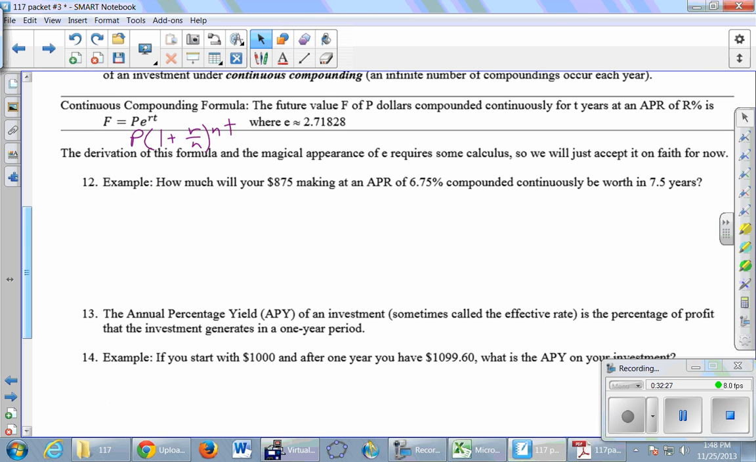It turns out that if you do this thing, continuous compounding, that's the formula that you get to use. In some sense, it's the simplest formula of all the ones that we've looked at today. All right, let's go on to the next line. Here it just says the derivation of the formula and the magical appearance of that number e requires calculus. We're just going to take it on faith. And we'll try number 12.